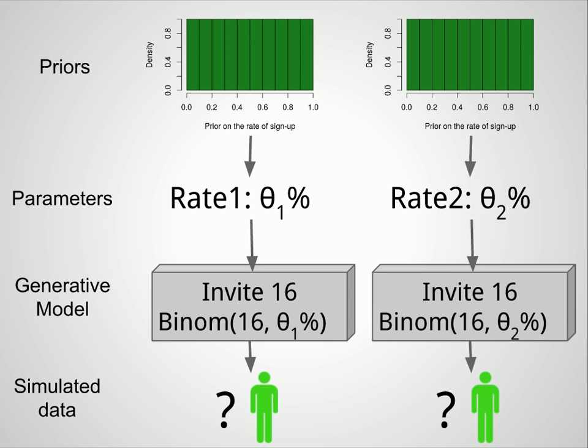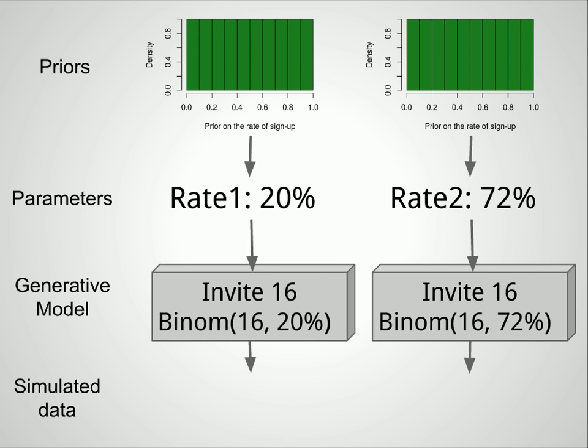To fit this new model, we can use the same procedure as we used before in part 1 of this tutorial, going under the long name approximate Bayesian computation. So here we again first draw fixed parameter values from the priors. This time we happen to draw a sign-up rate of 20% for method A and a rate of 72% for method B. And then we plug these parameter draws into the generative models and simulate some data. This time we got 4 signups for method A and 10 signups for method B. But then we keep these parameter draws only if the simulated data matched the actual data. And this time it didn't, so we're going to filter it away.